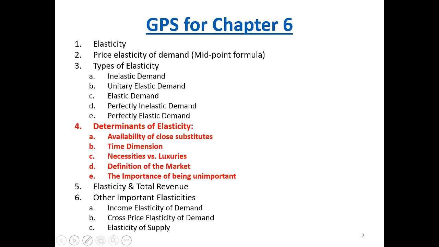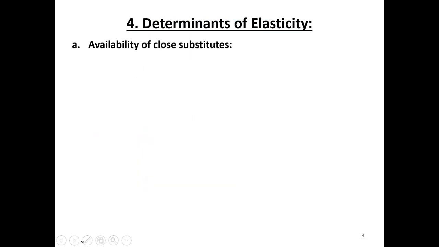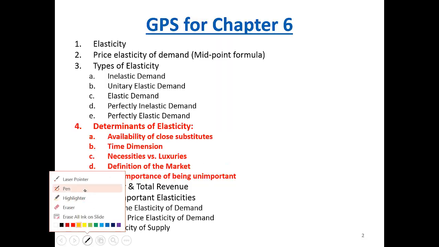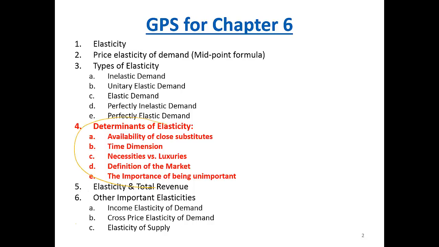In this part, we'll be talking about the determinants of elasticity. We learned about different types of elasticity, and now we're moving to what makes the demand for a good or service elastic versus inelastic. So we'll talk about all 5 determinants.